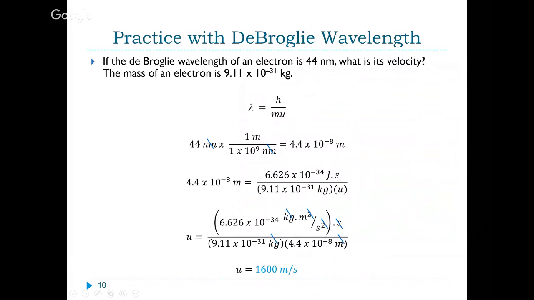We're plugging it into our equation here. This is Planck's constant. Here's the mass. We're solving for velocity. We remind ourselves that a joule is a kilogram meter squared per second squared. So that's how we're able to cancel out units. So if I substitute in those units for a joule, I see that my kilograms cancel, one of my meters cancels, one of my seconds cancels. Therefore, I end up with meters per second. So 6.626 times 10 to the negative 34 divided by the product of our mass and our wavelength gives us a speed of 1,600 meters per second.